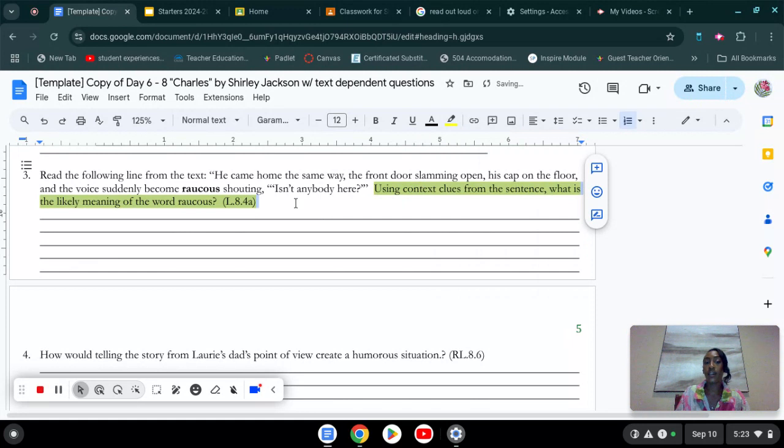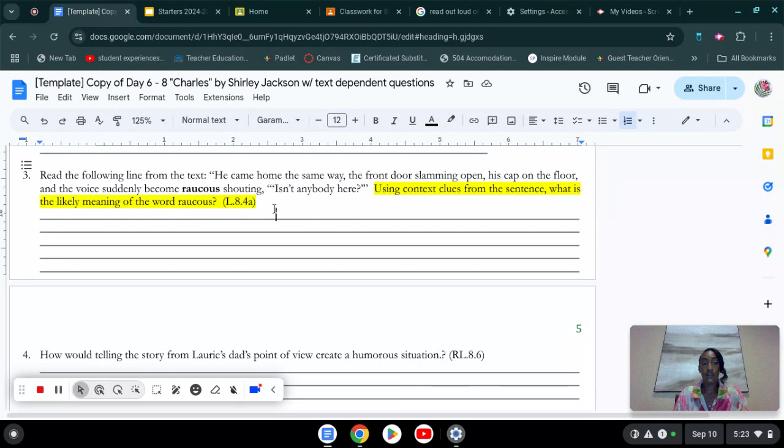So that means I'm going to need 1 sentence. Notice it doesn't ask me for any details. It's not saying find quotes to support your answer. It's not saying provide me any reasoning. All it wants you to note is what does that word mean? So I'm using part of my question as my answer. So it says what is the likely meaning? I'm going to take out the what is and use this part here as my sentence stem.